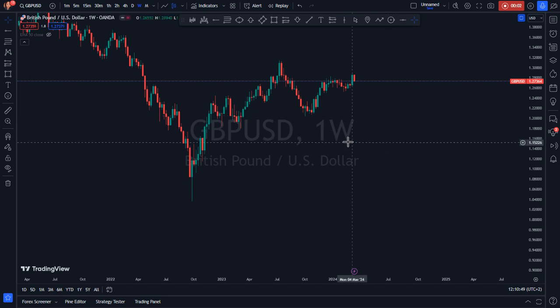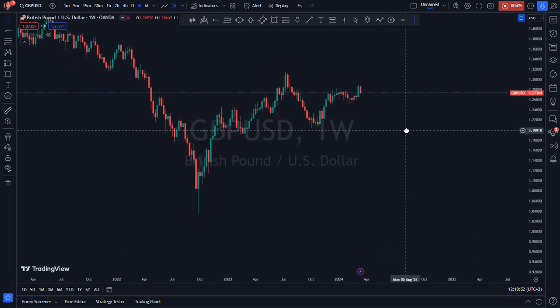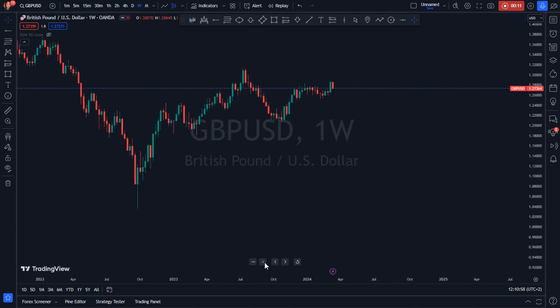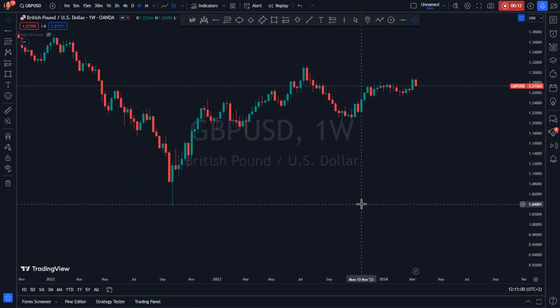Now I'm recording this GBPUSD. Okay, guys, usually this is where I start on a weekly time frame. On a weekly time frame, this is where I get my overall direction.